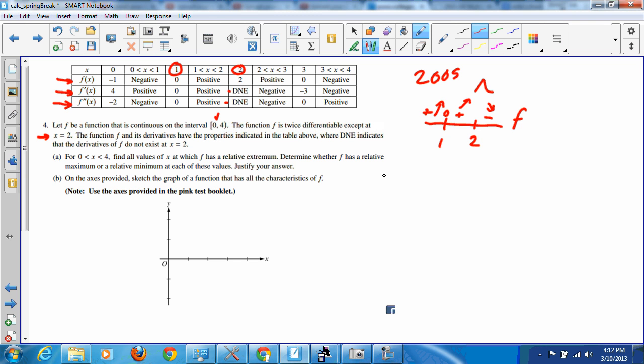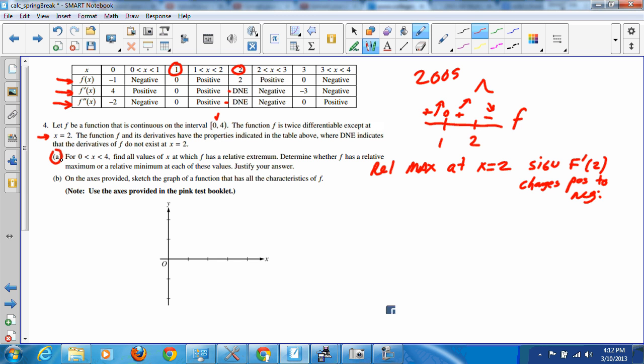So justifying our answer, we'll say that there is a relative max at x equals 2 because the sign of the derivative at 2 changes from what? Changes from positive to negative. So that should be good justification right there. So we got some points for A just by being able to read the table and to interpret it.